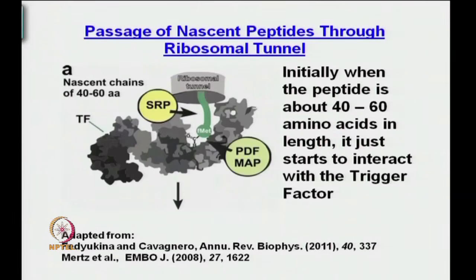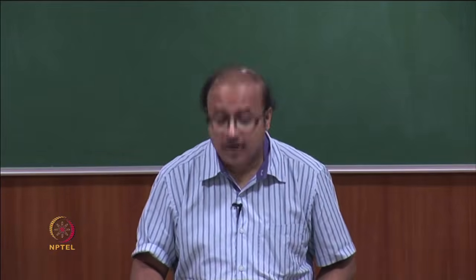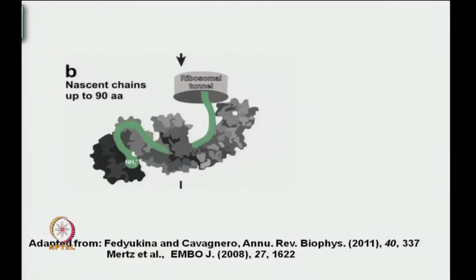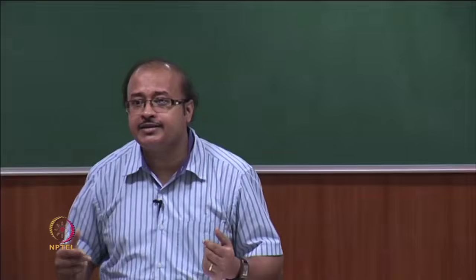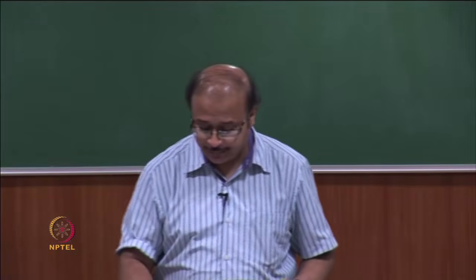So, what this figure is trying to tell you is that initially, when the peptide is about 40 to 60 amino acids in length, it just starts to interact with the trigger factor. This is the initiation of interaction. Now, the peptide is growing in size, say about 150 to 200 amino acids. The peptide goes on getting synthesized, the chain goes on elongating.